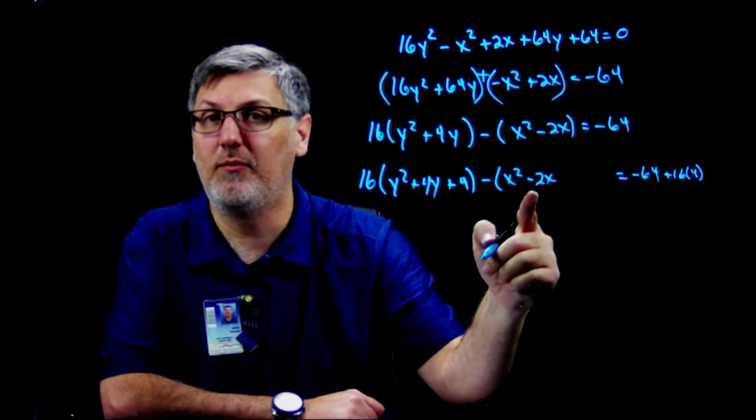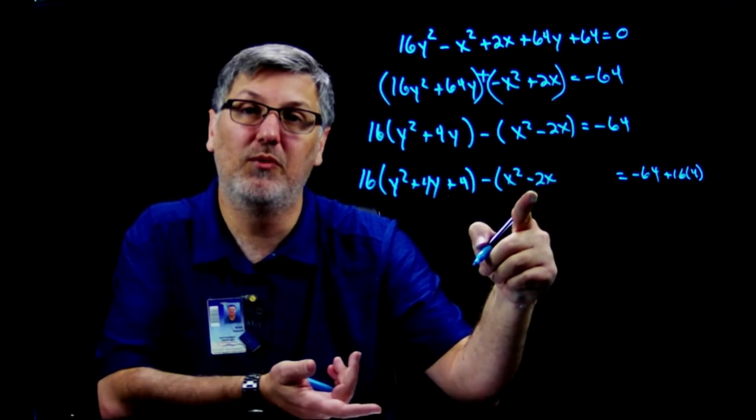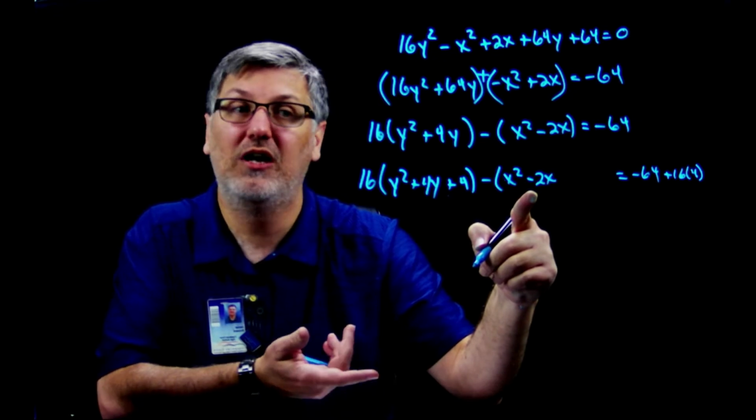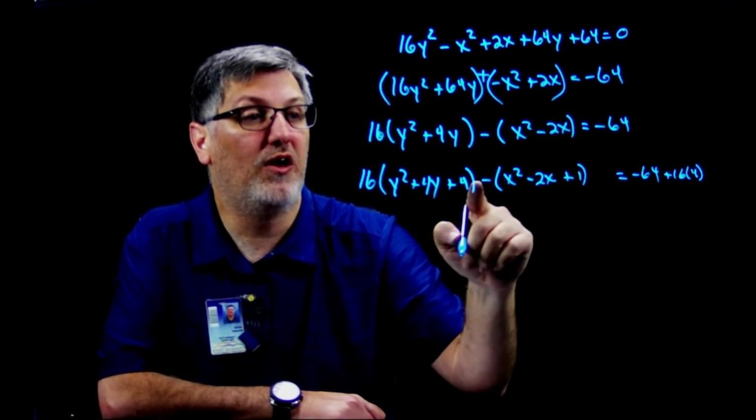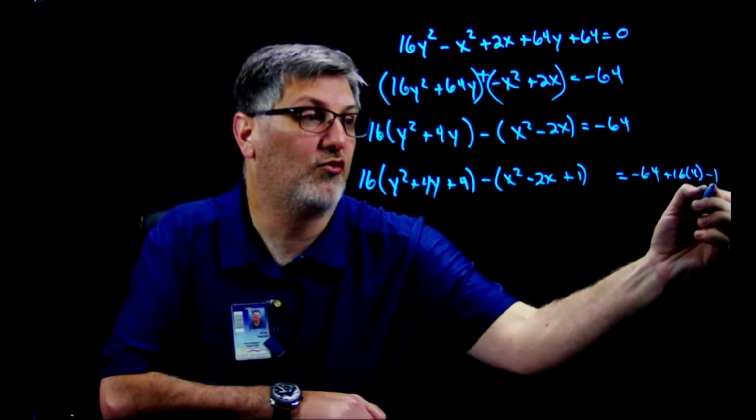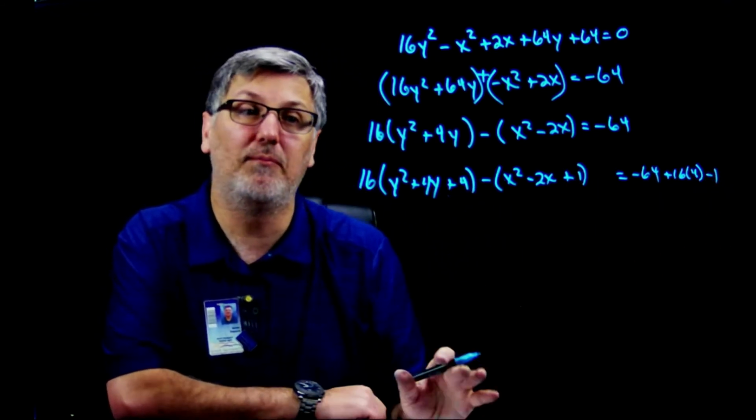I'm going to have to take half of my middle term, negative 2. Half of my middle term, negative 2, is negative 1. Negative 1 squared is 1, so that's plus 1. But I didn't add 1, I've subtracted 1 from this side, so I've got to subtract 1 from this side. You have to keep it balanced.